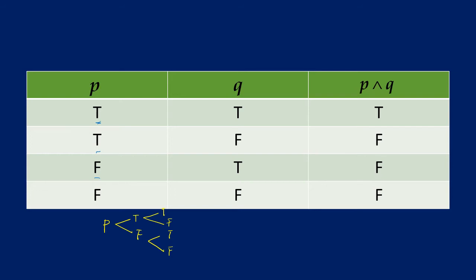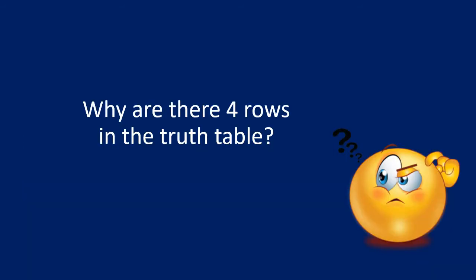Okay, this one. As you can notice, it is only true whenever both P and Q are true. For the rest of the values, it's always false. Remember that P and Q is true whenever both statements are true.